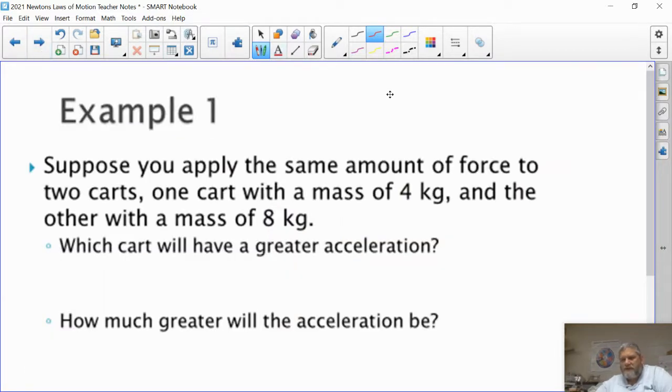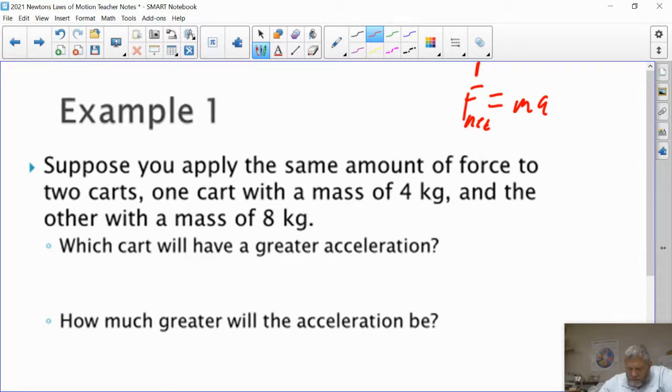So let's do a couple of examples here. Suppose you apply the same amount of force to two carts. One cart has a mass of 4 kilograms and the other has a mass of 8 kilograms. Which cart is going to have the greater acceleration? Same force, so F net equals ma. If the forces are the same, they're not going to change. Let's say that the force is just equal to 1.